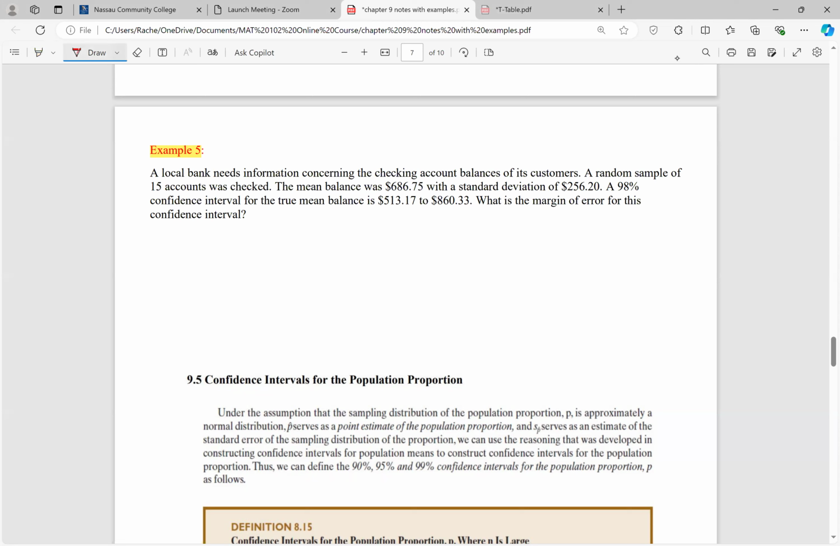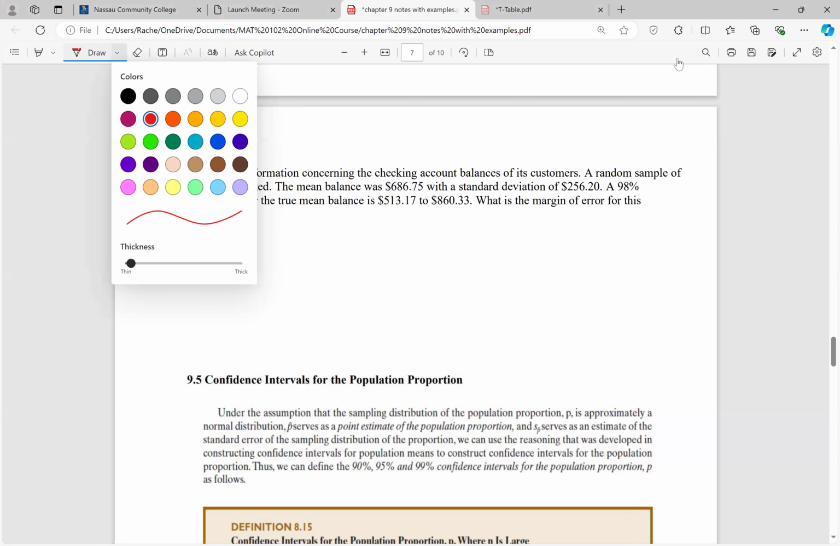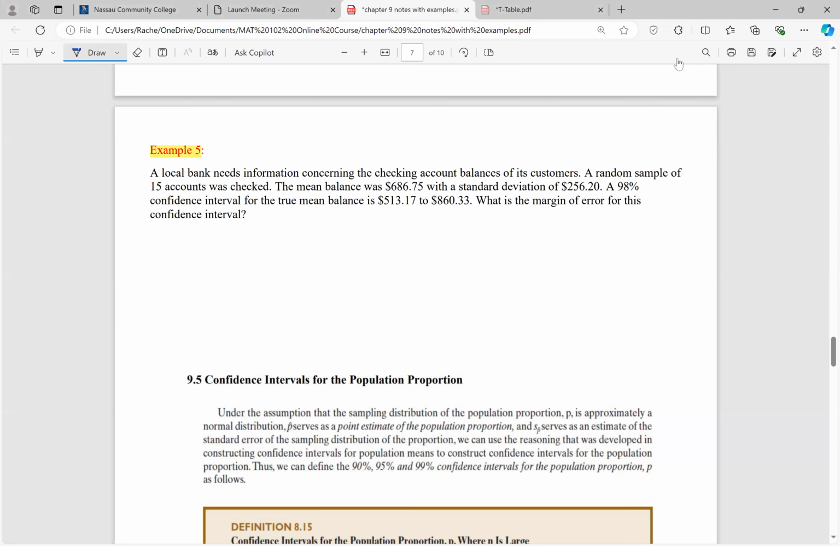So example 5 says a local bank needs information concerning the checking account balances of its customers. A random sample of 15 accounts was checked. The mean balance was $686.75 with a standard deviation of $256.20. A 98% confidence interval for the true mean balance is $513.17 to $860.33. What is the margin of error for this confidence interval?